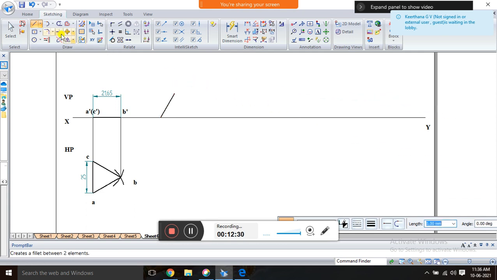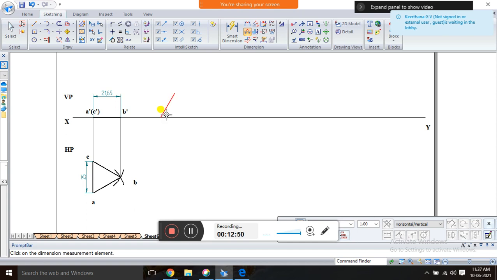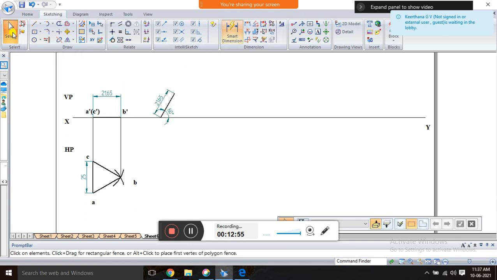Clear? The same line I tilted here because it is tilted to 60 degrees. On the floor, meaning HP, if you tilt 60 degrees, it looks like a 60-degree line in the front view. If you measure, it should be 60 degrees and the length is 21.65. With the help of scale and protractor, you have to draw the 60-degree line at any convenient distance, and give the same namings.